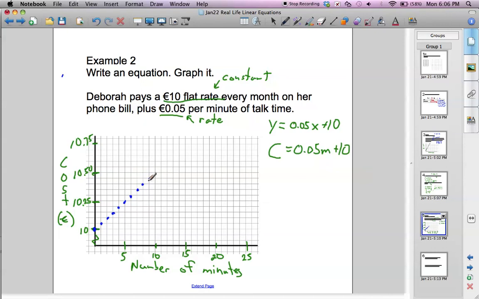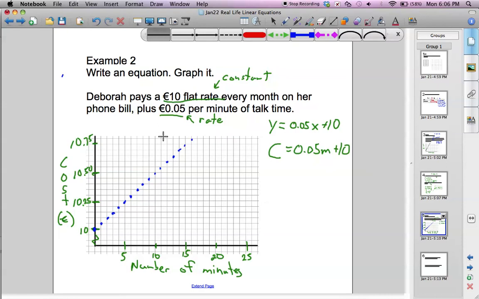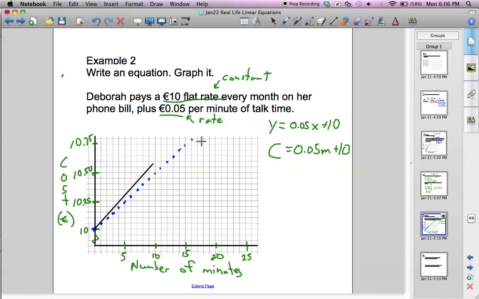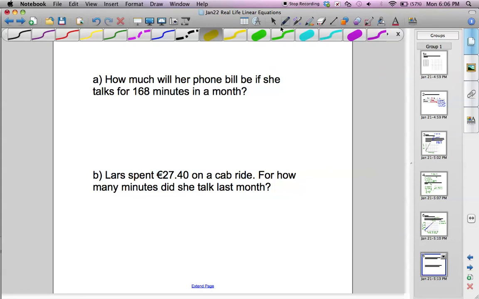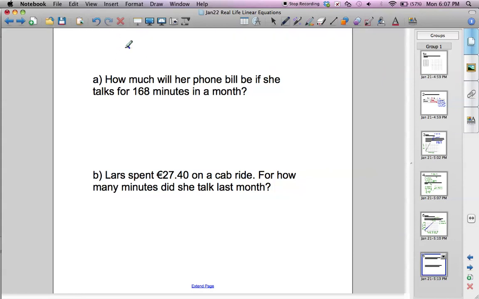Okay, we're going up 0.05 each time, because that's the slope. And let's draw a line here. So here we go. Here is our line. Draw an arrow on the end to indicate it keeps going forever in that direction. And there's our line. Okay, now there's a couple follow-up questions. Remember our equation is cost equals 0.05 times the number of minutes plus 10.